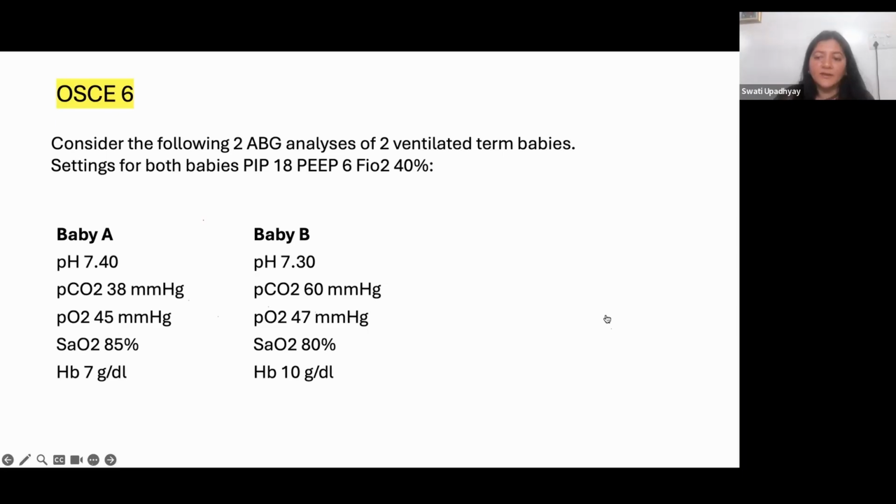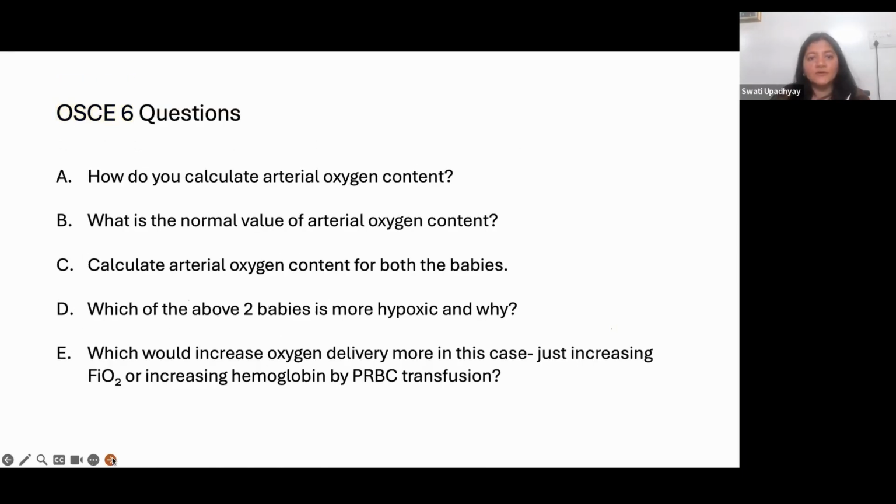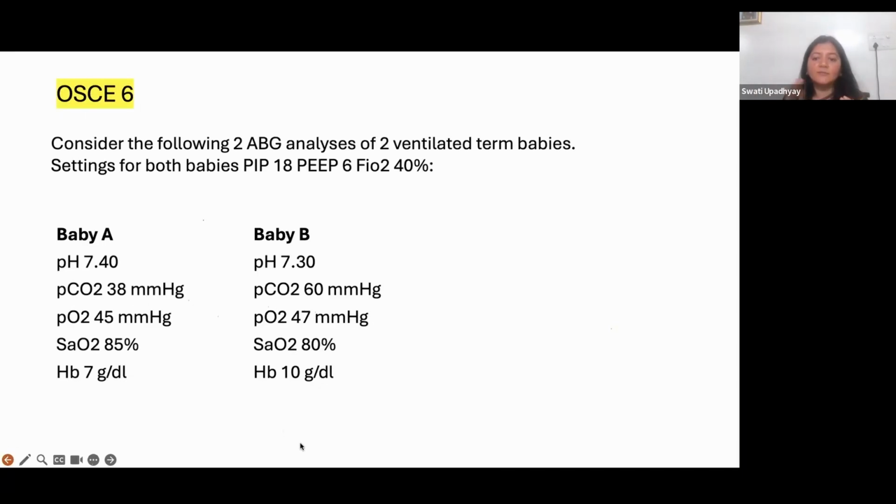Now, both babies, as you see, are on identical ventilator settings, right? And their PO2 values are also very similar. However, when we think about tissue oxygenation, PO2 or SpO2 alone is not enough. The key concept here is how much arterial oxygen content there is, right? So what is arterial oxygen content? Yes, I can see somebody has written the formula correctly in the chat box. Basically, arterial oxygen content represents the total amount of oxygen carried in arterial blood.